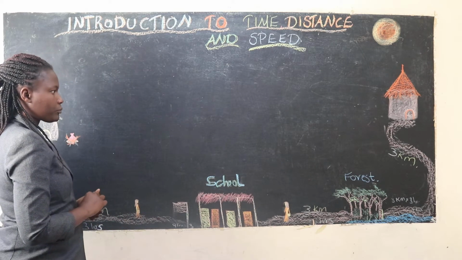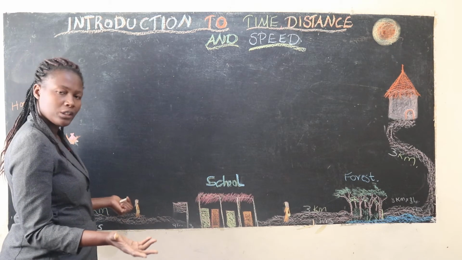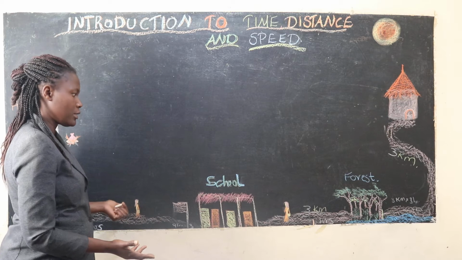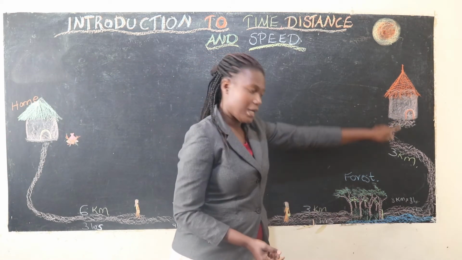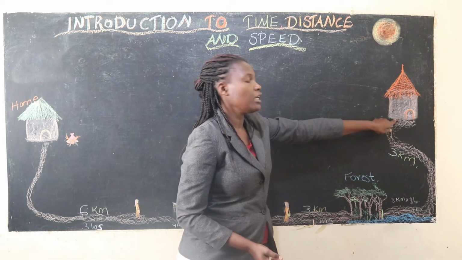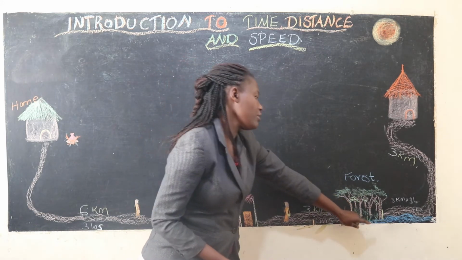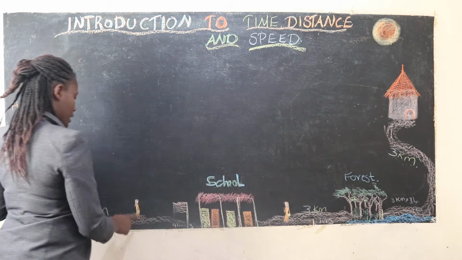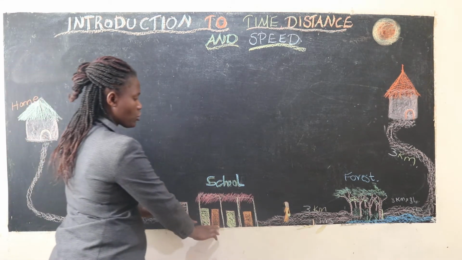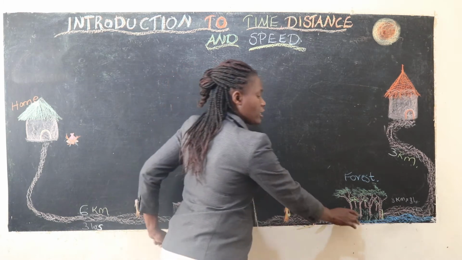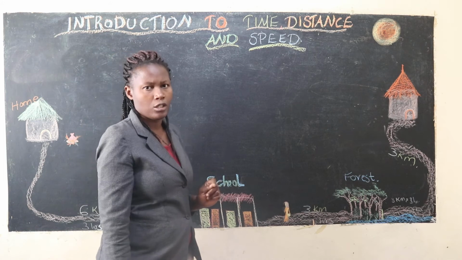Now, what about time? How can we see time in relation to this? Look at the forest, how far the forest is. For this little girl that lives in this little hut, the forest is really close to her, even the river. What about this little girl? She has to come from home, walk right to school, past the school, and take another 3 kilometers to get to the forest to get firewood and to fetch some water.